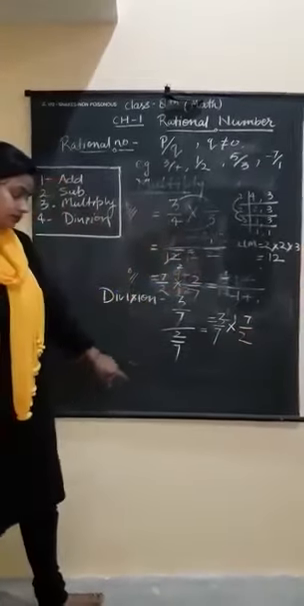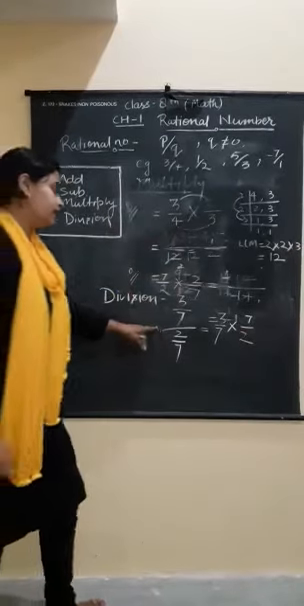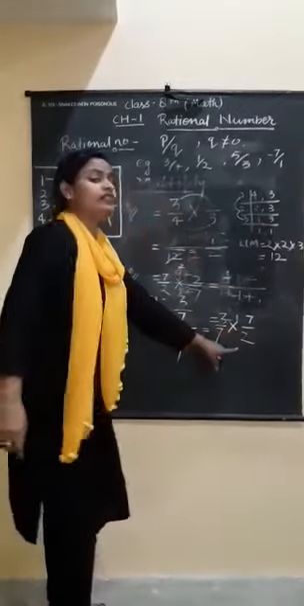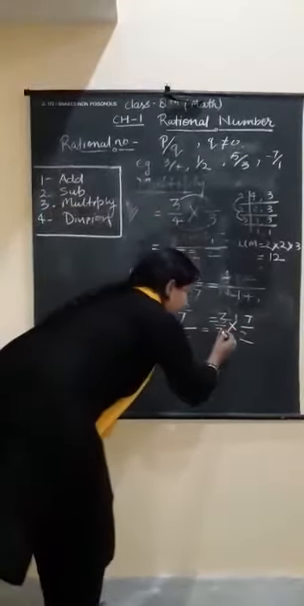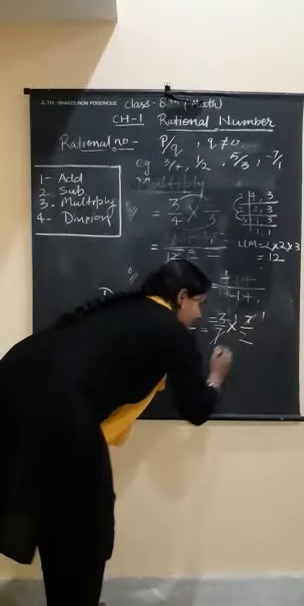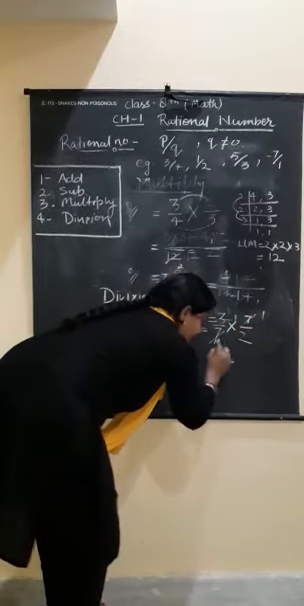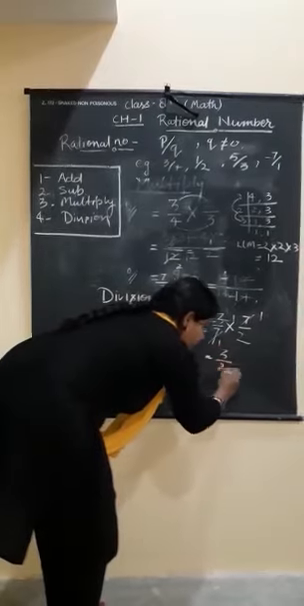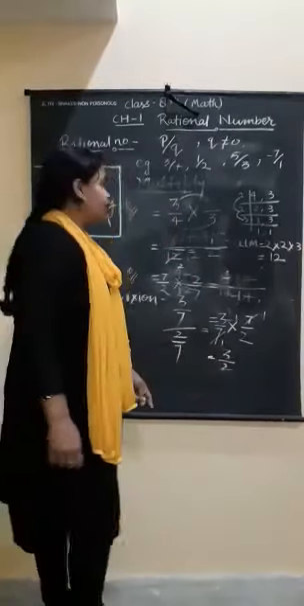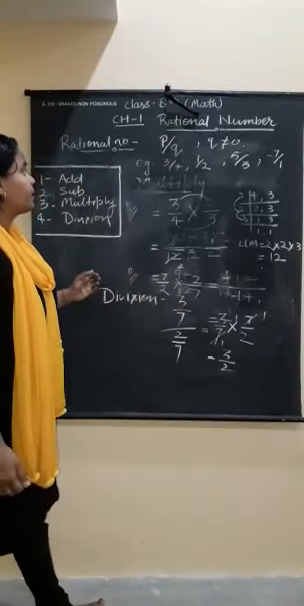If the sign is division and we do it in the form of multiplication, then we reverse the second fraction. Now here 7 cancels by 7, 7 ones are 7. 3 ones are 3 and 1 two is 2. In the division, the answer is 3 by 2. So this is your first topic.